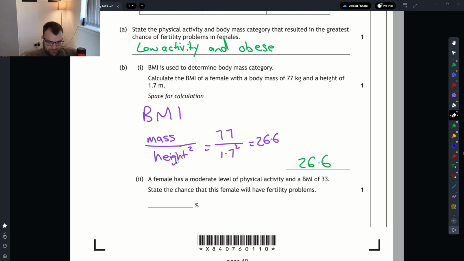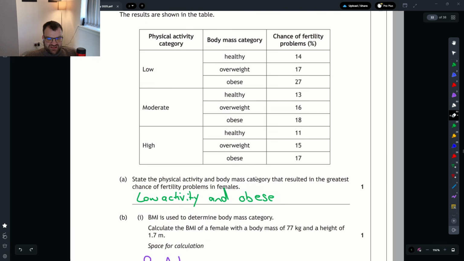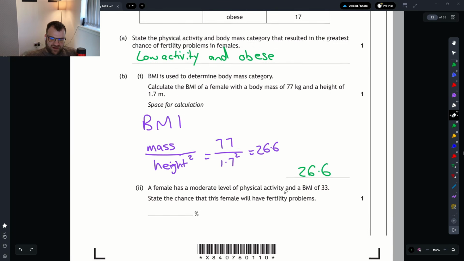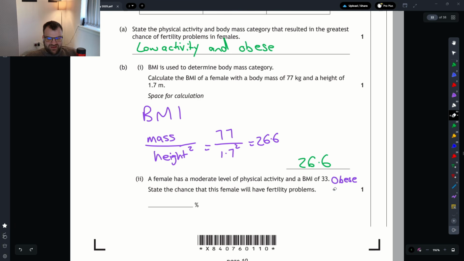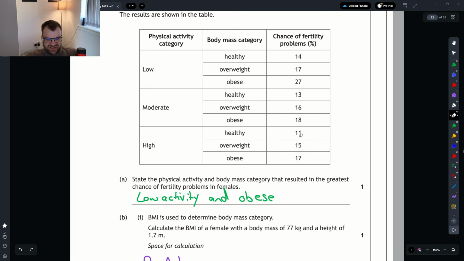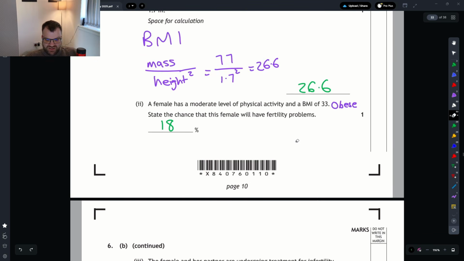That's my answer there. If they have a moderate level and a BMI of 33, what's their chance? Well, it doesn't tell us the BMI category, but we should know that 33 makes the person obese. Above 25 would be overweight. So moderate obese, 18%, just like that.